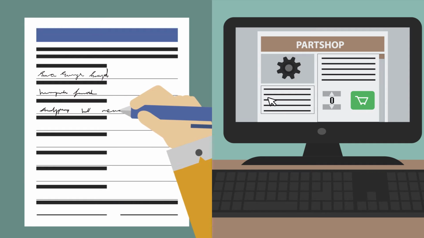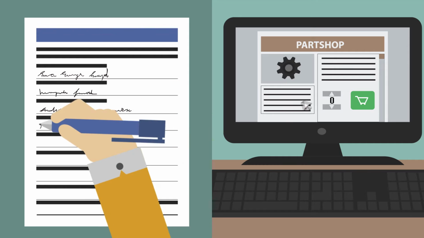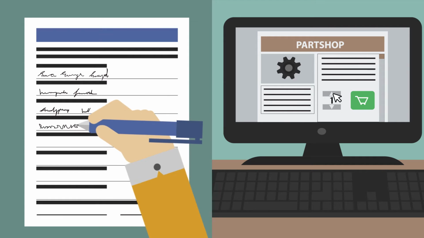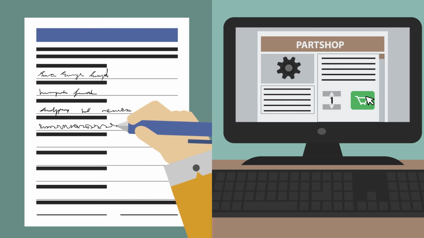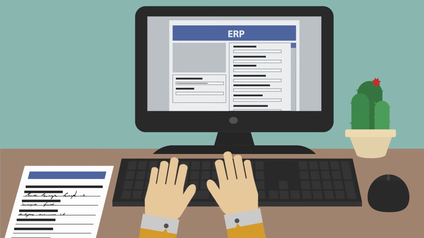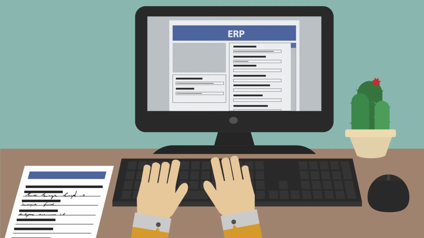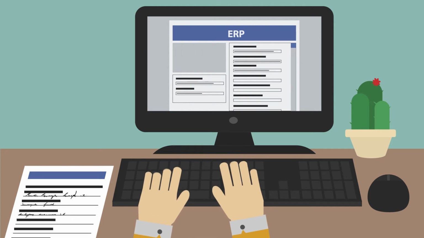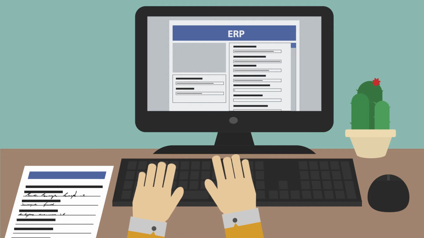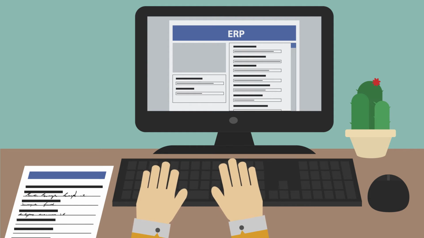When you'd find the parts you were looking for, you'd continue by filling out the order form. A lot of fields would need to be filled, which again might lead to errors. When you're done filling out the order form, its contents would also have to be manually entered in SAP. This of course highly increases the chances of human error, which were quite high to begin with.